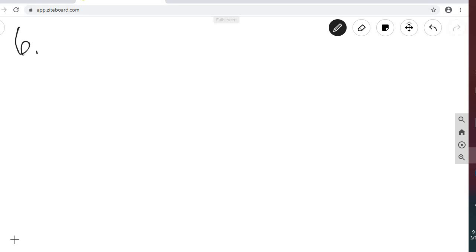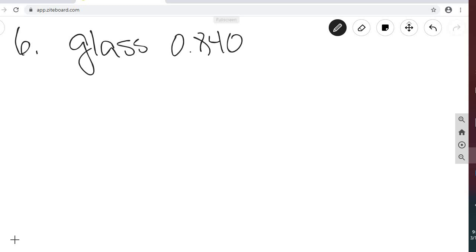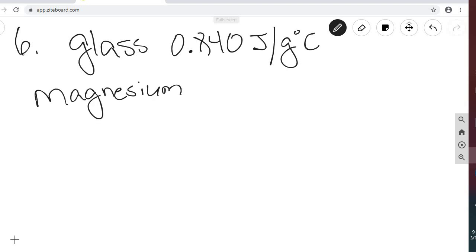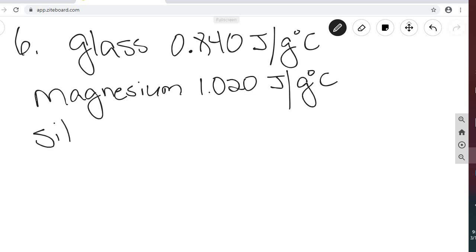Question number 6 says that glass has a specific heat capacity of 0.840 joules per gram degrees centigrade. And then it tells us that solid magnesium has a specific heat capacity of 1.020 joules per gram degree C. And solid silver has a specific heat capacity of 0.240 joules per gram degrees C.